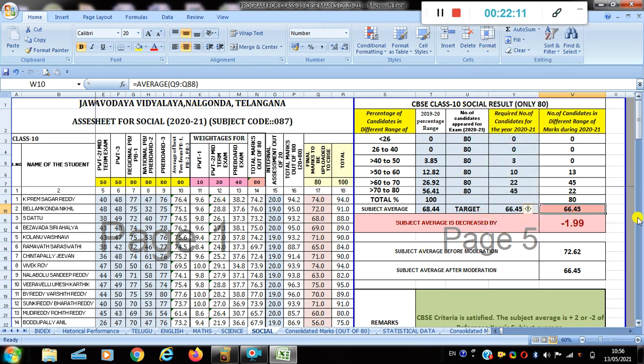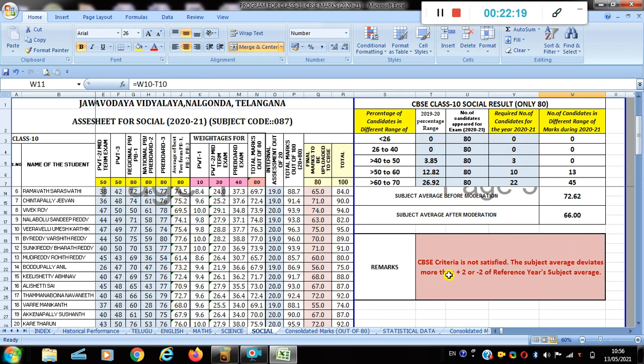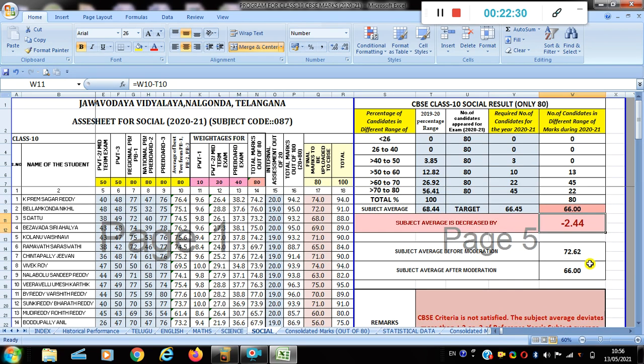Just, I am manually changing this to 66, and now the subject average is decreased by -2.44. It is not preferable by CBSE, hence it turned red. CBSE criteria is not satisfied. The subject average deviates more than +2 or -2 of the reference year's subject average. So here itself the subject teacher can understand whether his marks can be uploaded to CBSE or not.